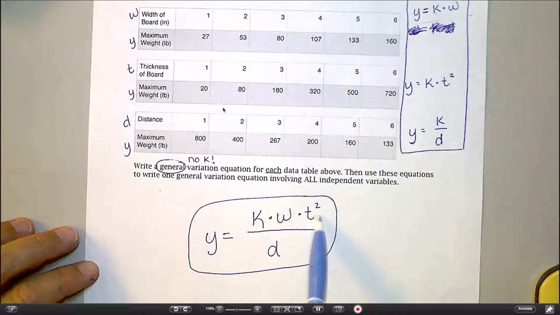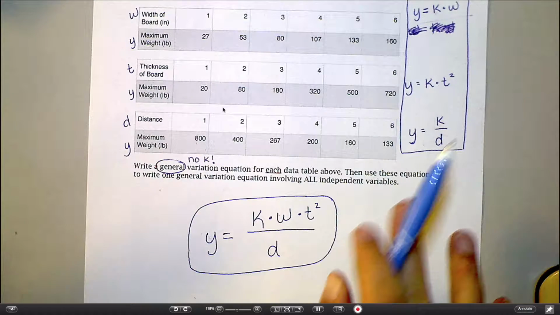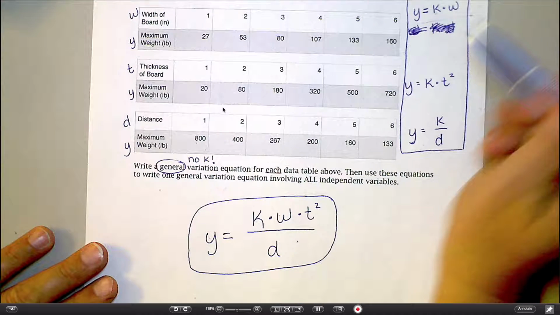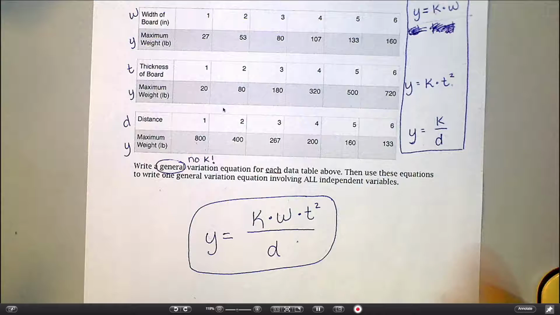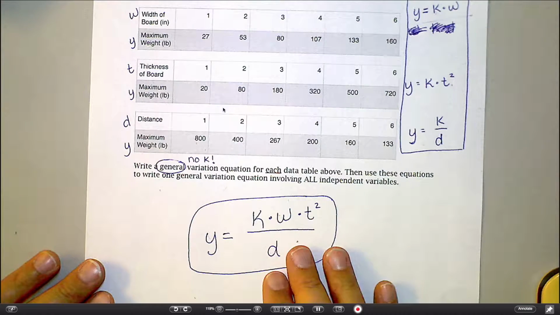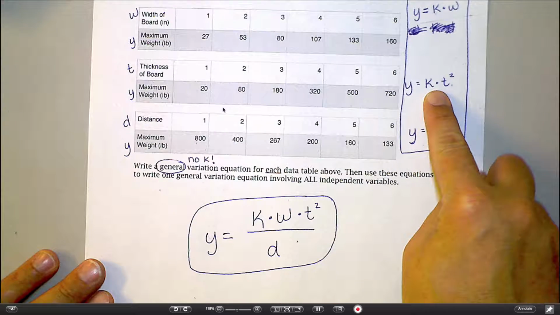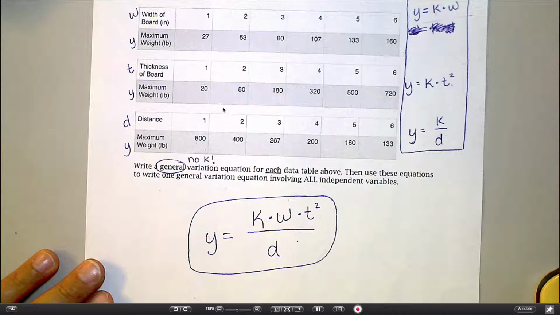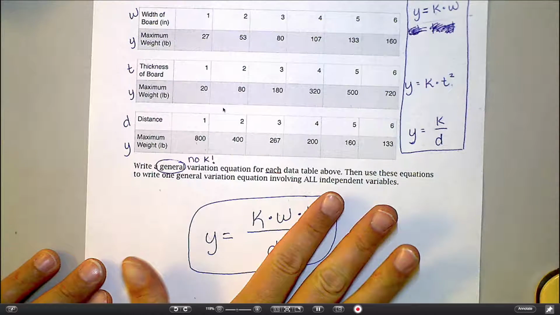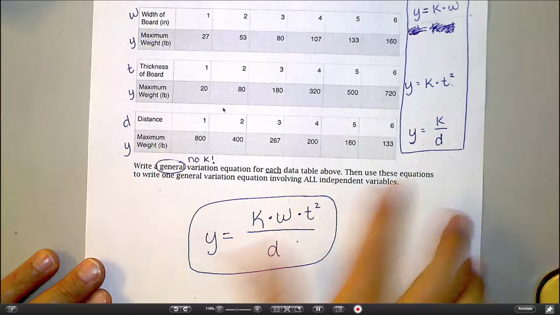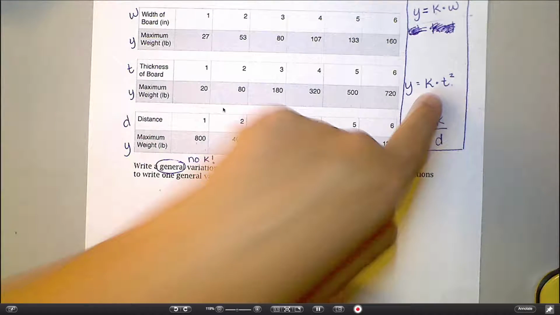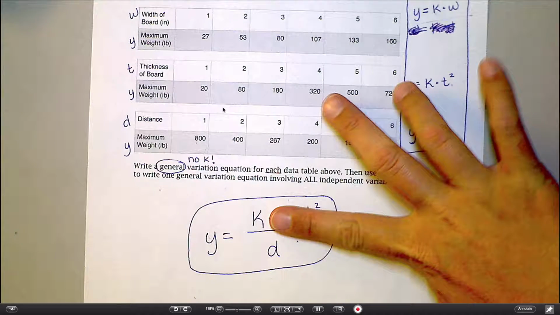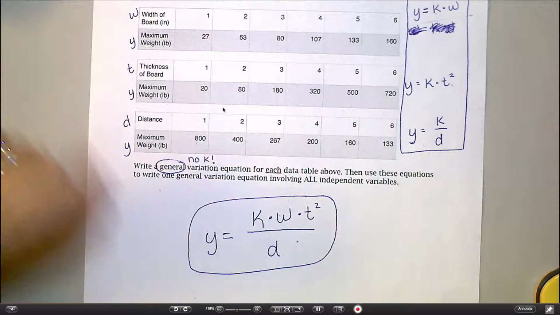Now, I could plug in one set of values for W, T, D, and Y, and solve for K. We're going to get to that tomorrow. For today, what you need to be able to do is write these individual equations and then combine them into one big mutant equation. To check if you put it together correctly, you should be able to find each one of these in the equation if you cover up the other variables. For example, if I cover up T and D, I have K times W. If I cover up W and D, I end up with K times T squared, which is what I had up here. And if I cover up W and T, I end up with K over D, which is what I had in this last equation.